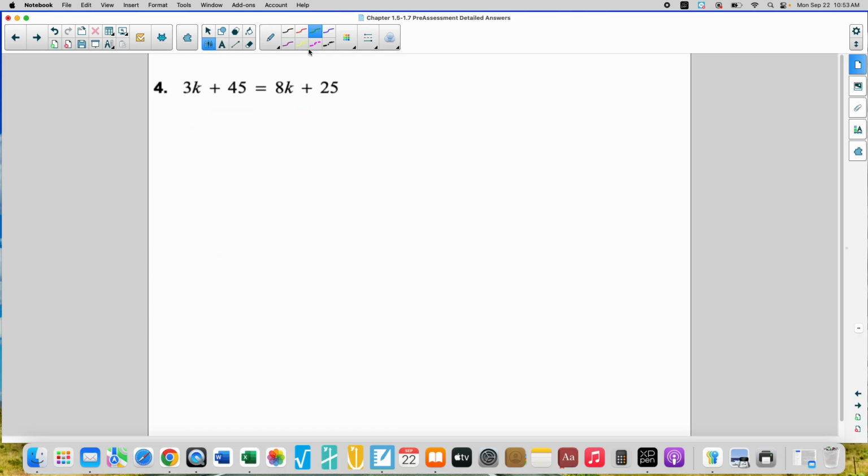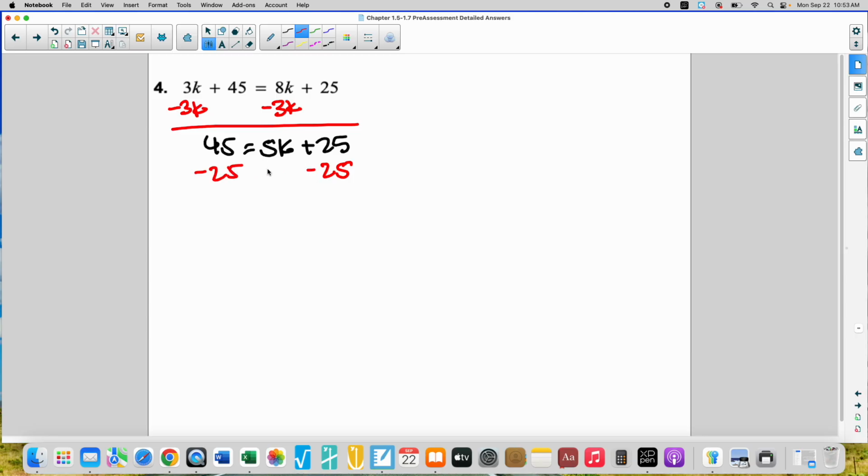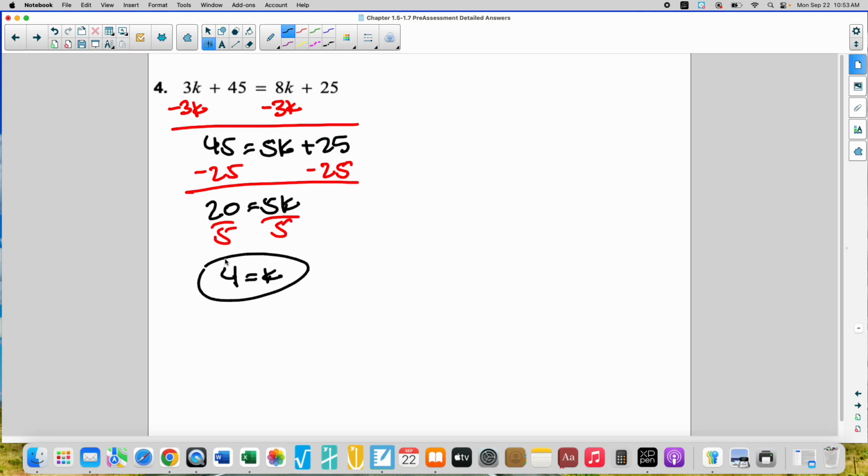We have variables, so let's move this 3k. We have to subtract 3k to get rid of the positive 3k. These cancel. Leaves you with 45 equals, that's 5k plus 25. Now we're going to move the constant to the other side. 20 equals 5k. Divide by 5, divide by 5. And 4 equals k.